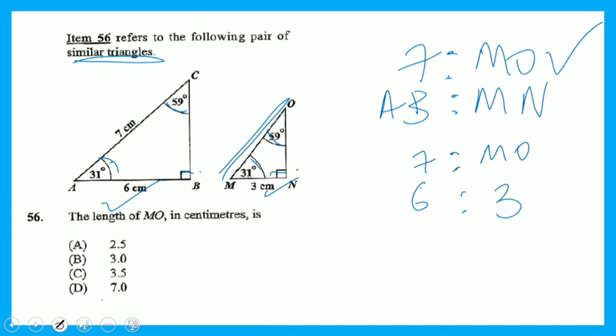We can also just observe and say if I divide 6 by 2, I get 3. So I can do the same here. If I divide 7 by 2, what do I get? 3.5.